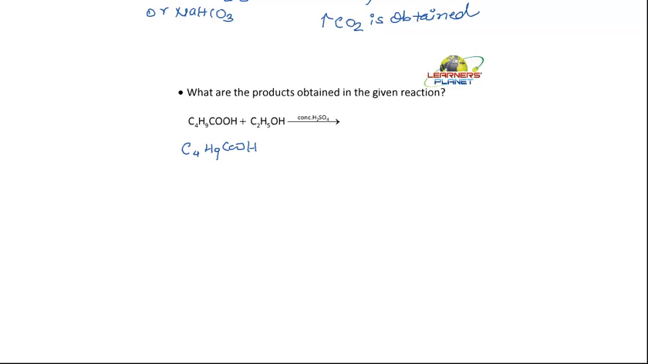C4H9COOH. How many carbon atoms are there? 5 carbon atoms. So it should be what acid? Pentanoic acid. And it is reacting with what? It is reacting with ethanol, that is C2H5OH. And the reaction is taking place in the presence of H2SO4.